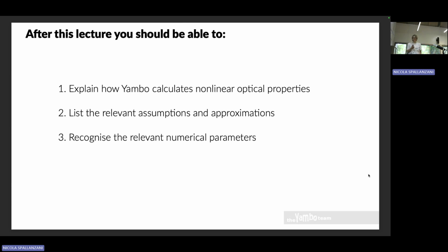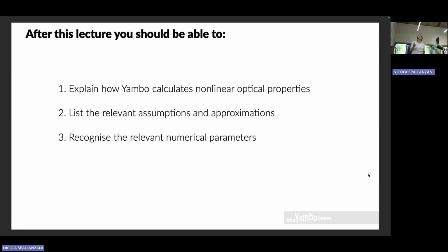So my objective would be that after this lecture, you should be able to explain what is the procedure used by Yambo to calculate nonlinear optical properties. You will know what are some of the main assumptions and approximations used, and also recognize what are the relevant numerical parameters. Of course, that will also be the object of this afternoon's second tutorial on nonlinear optical properties.